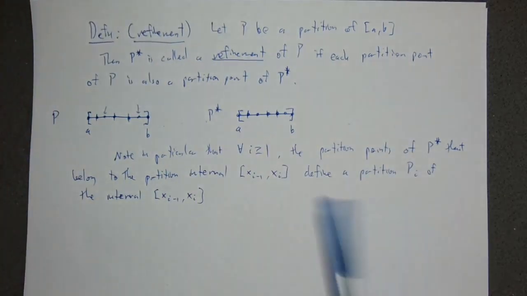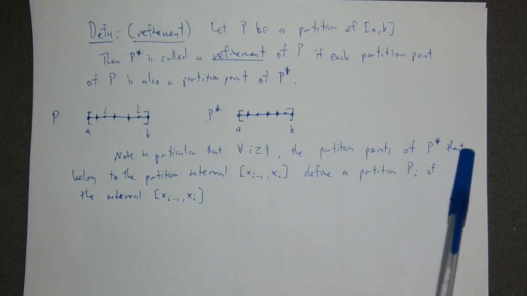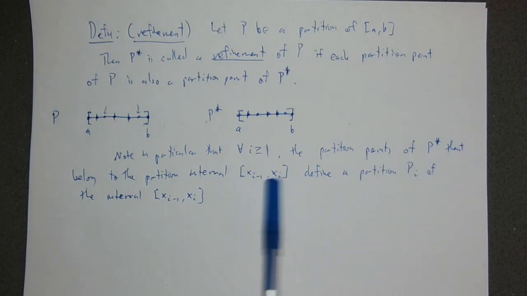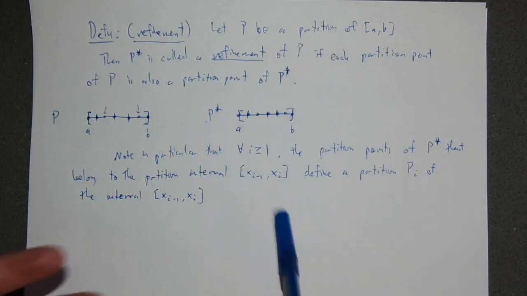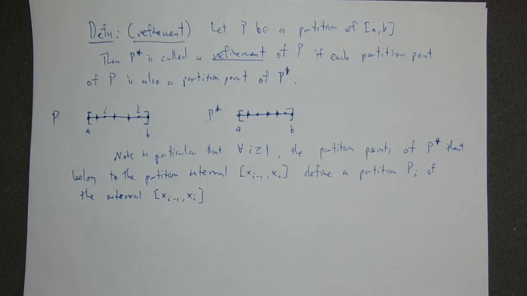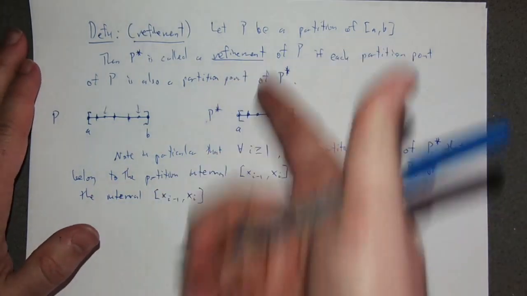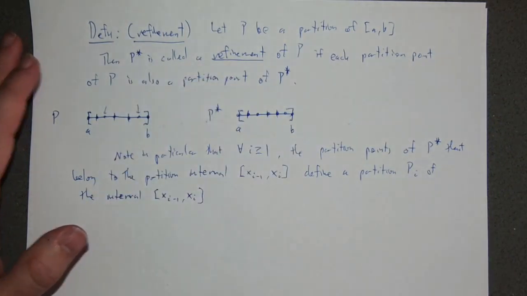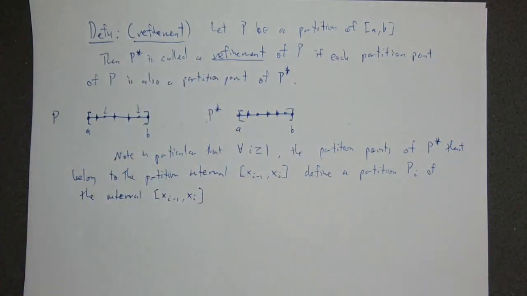Now remember, sometimes the only partition points in the refinement that are actually in this subinterval are going to be the endpoints. And of course that's allowed, just to make sure that this statement always makes sense. So another way of thinking about it is that the refinement allows you to partition each of the subintervals. Sometimes that partition is going to be the stupid partition where you're not actually partitioning it. Remember, the dumbest possible partition is just the endpoints.